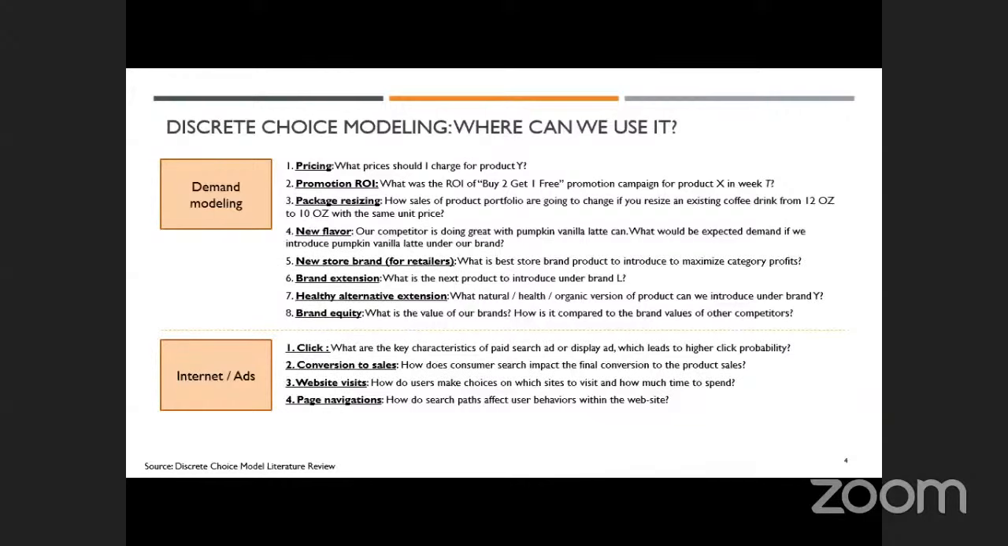For the internet setting, as long as there are choice phenomena, if the consumer is making certain choices, you can apply this model. So you can apply this to click predictions or actual conversion on the website for the final sales, or whether to visit a certain website, that's a choice problem, right? Also, which page to go to next, like page navigation. So you can use this to study how consumers do browsing over the internet and also search over the internet, how they click, right? So it can be quite useful for advertising-related or recommendation-related applications too.